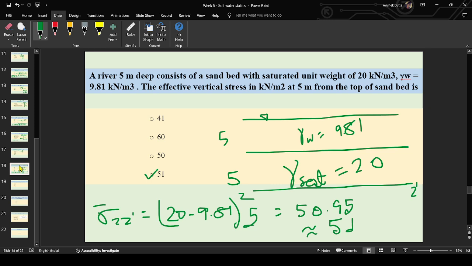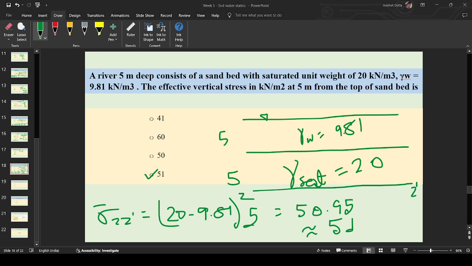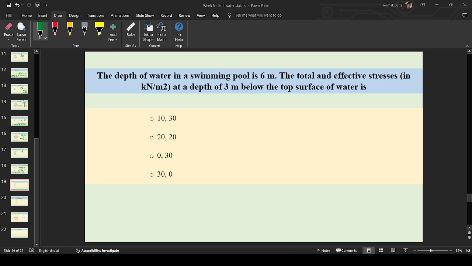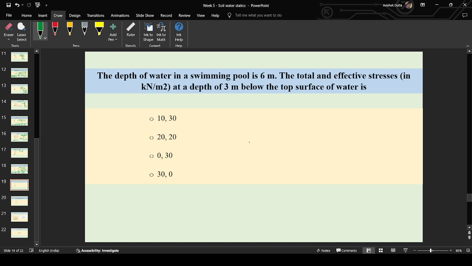Okay, now next question. The depth of water in a swimming pool is 6 meters. Find the total and effective stress. Have you solved this? What is the answer? This is 6 meters of water, Option D. There is no soil. Gamma W, I have told you to take as 10.